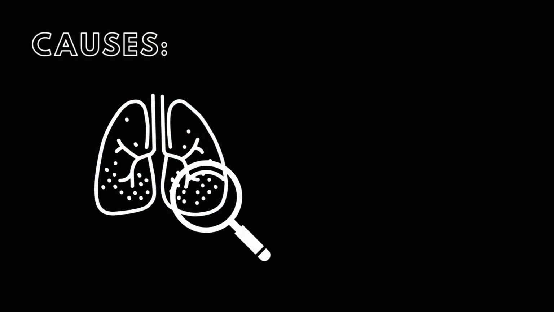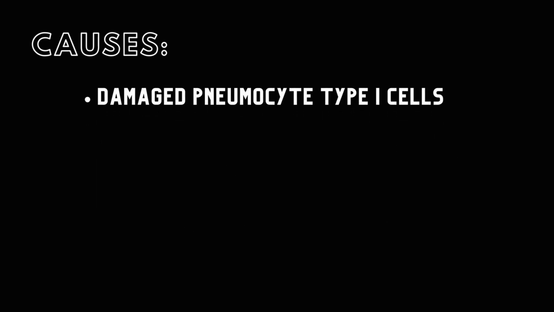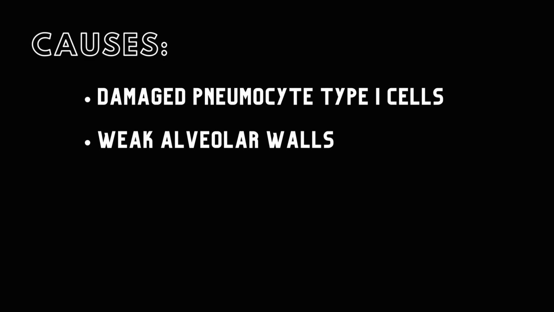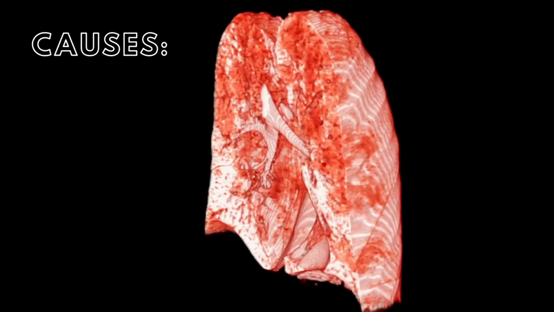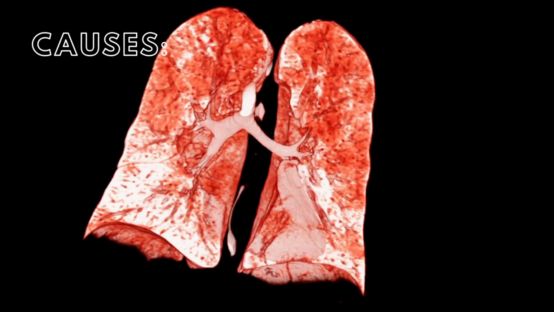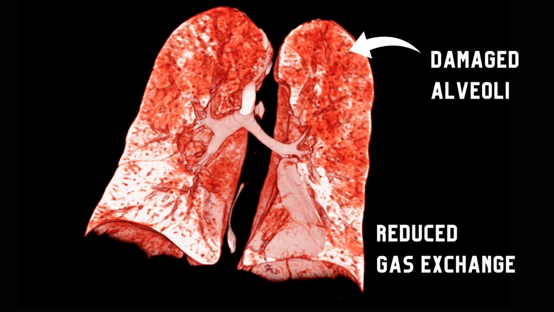Emphysema is a pulmonary pathology that results from damage to the alveoli within the lungs. Over time, the damage to the pneumocyte type 1 cells weakens the alveolar walls, which increases the surface tension within the alveoli and may cause the alveolar walls to rupture. These ruptures produce larger air spaces within the lungs in place of the normal, smaller alveoli. More spaces in the lungs means less surface area for gas exchange to occur, ultimately reducing the amount of oxygen and increasing the amount of carbon dioxide within the cardiovascular system.